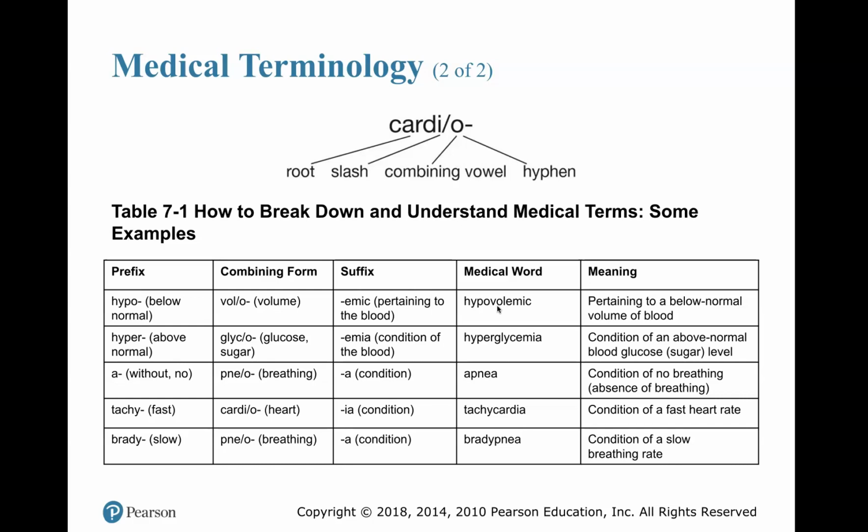Hyper, remember I told you it was above normal, meaning high. Glyc or glyco, glucose, okay, sugar, and then emia, condition of the blood. Emic pertains to the blood. Emia is a condition of the blood. So if we put it together, hyperglycemia is a condition of above normal blood glucose sugar level. And that's where I'm going to stop reading those for you because you need to go back and look at these and study them.